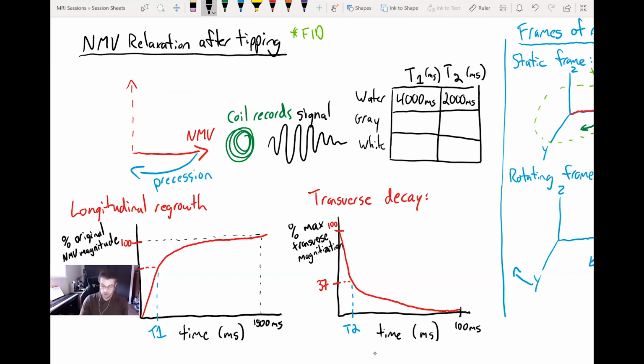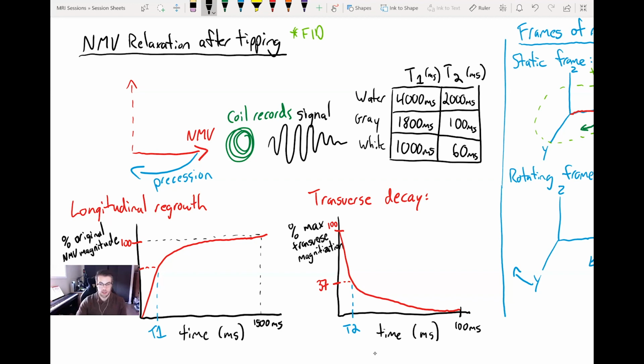In gray matter, our T1 time is down to 1,800 milliseconds. So our longitudinal regrowth is happening more quickly than in water, and our T2 drops way down to 100 milliseconds. And in white matter, our T1 time drops further to 1,000 milliseconds, and our T2 drops down to 60 milliseconds.